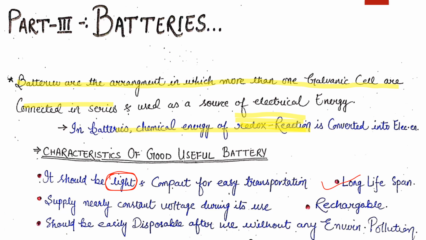The battery should supply a constant voltage during its use. It means you are using a battery. Initially it is providing high voltage, after a few minutes it starts providing lower voltage and again high voltage, then it's not a good battery. The battery will be good if it provides a regular constant supply of voltage for a longer period of time. The fourth important point about a good battery is that it should be rechargeable, that is, it can be easily recharged a number of times. The last important point, for the environmentally friendly person, is that the battery after use should be easily disposable, without causing any environmental pollution.